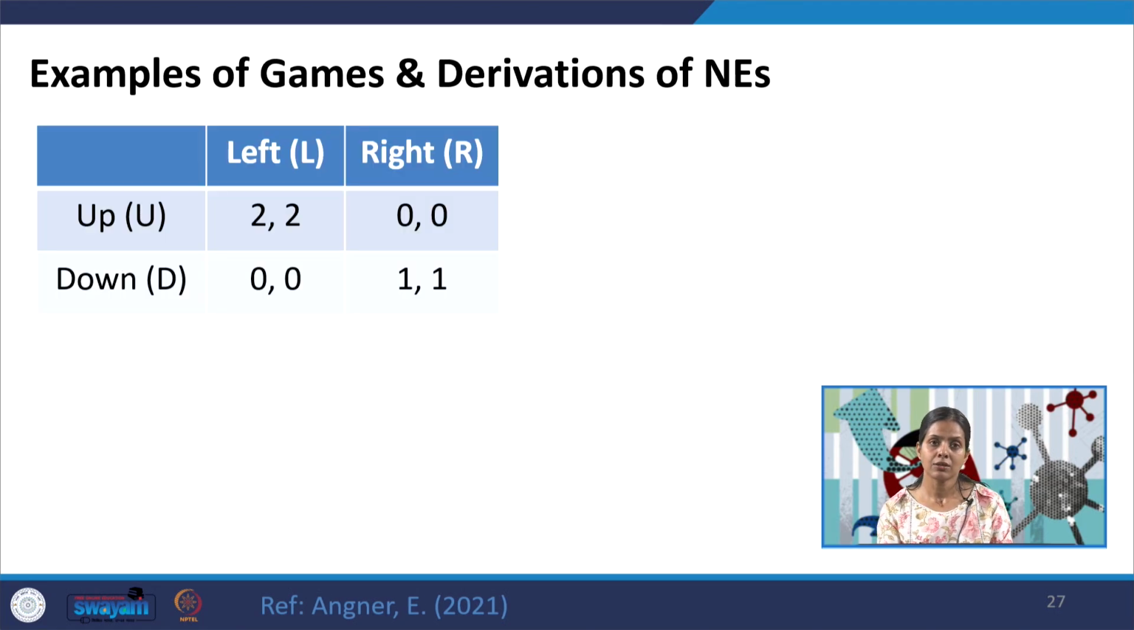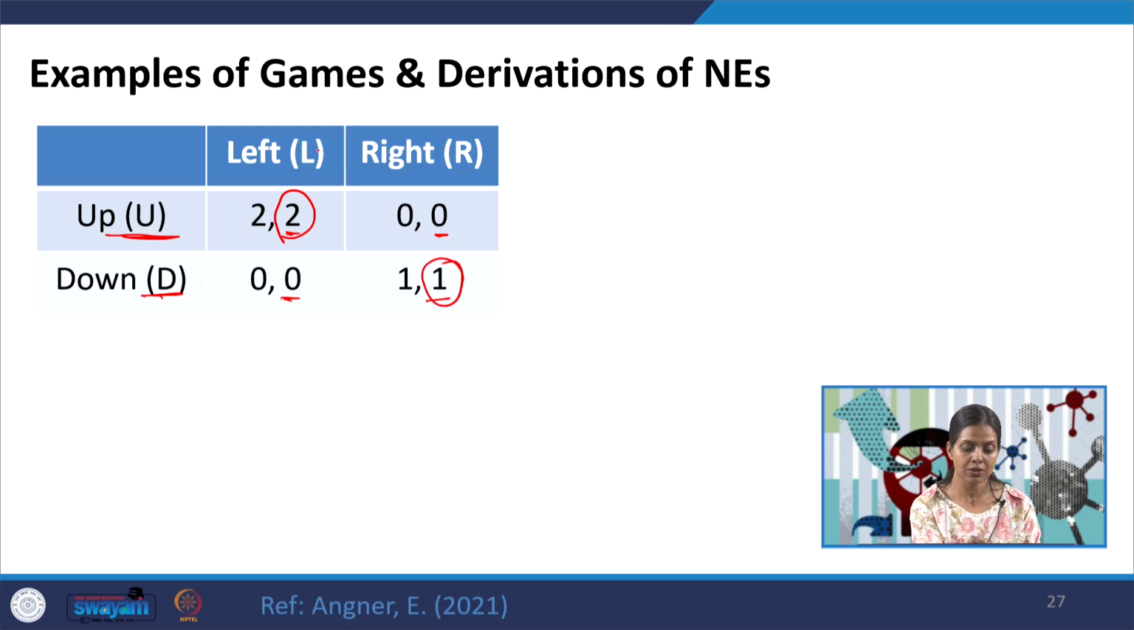Now, let us talk about some examples of games and derivations of Nash equilibria. We will also establish certain facts through this. So, this is one simple game again of 2 by 2 matrices, and what we observe is that suppose player 1 chooses U, then player 2 is better off by playing L because 2 is greater than 0. If player 1 decides to play D, then player 2 is better off by playing right or R.